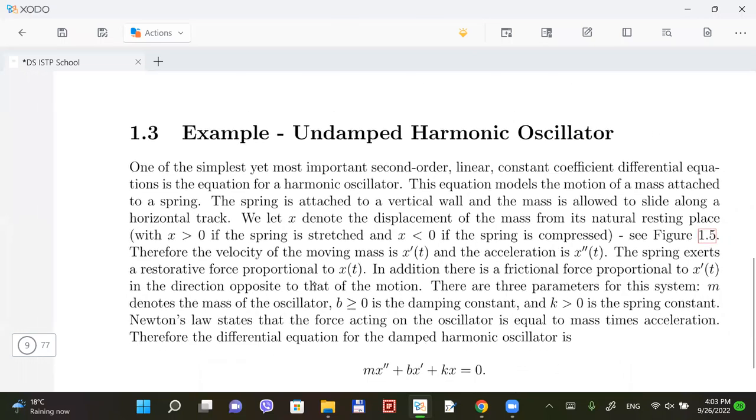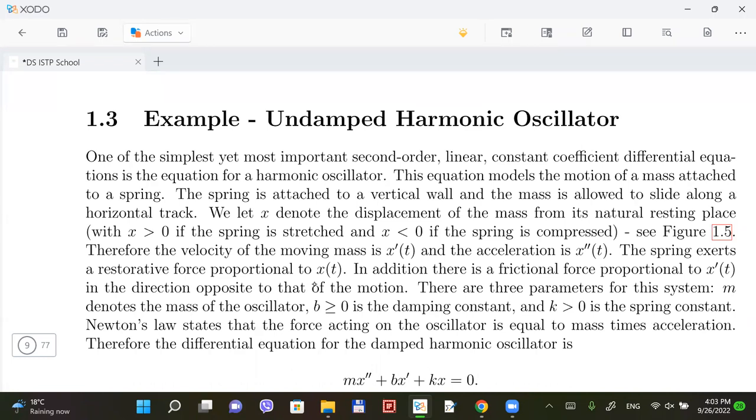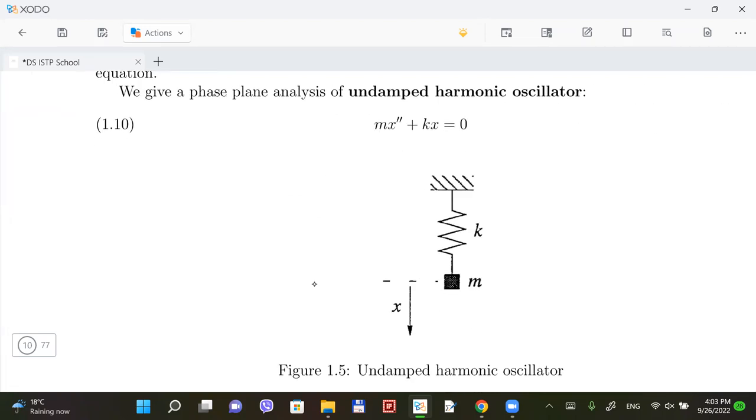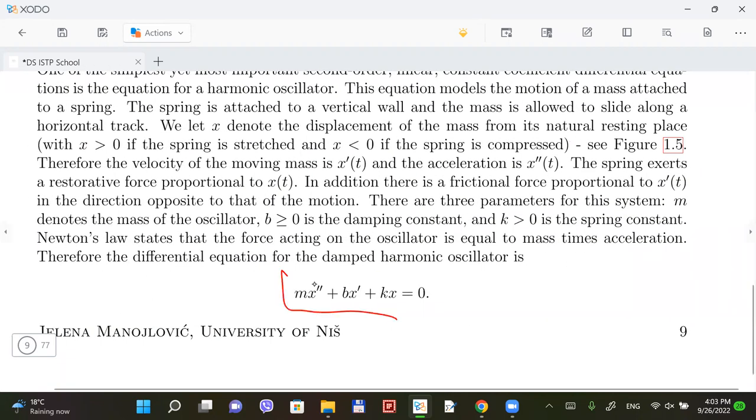So maybe one very basic example: the second order linear differential equation, which of course can be written as a system of differential equations. Are you familiar with it? Do you know the differential equation? It's here. So x is the displacement. We have a mass attached to a spring, and x denotes the displacement of the mass from its resting place. So x positive is stretched, and negative is compressed. m is of course the mass of the oscillator, b the damping constant, and k the spring constant.